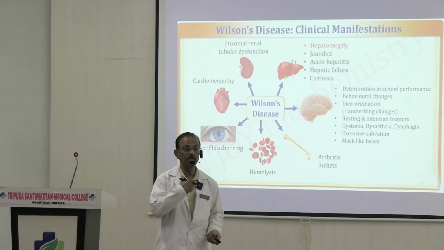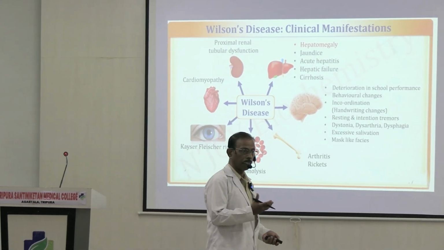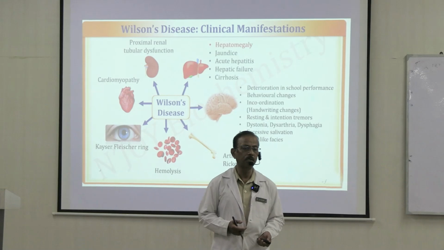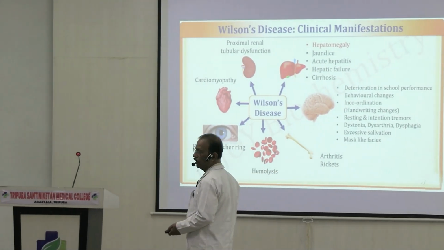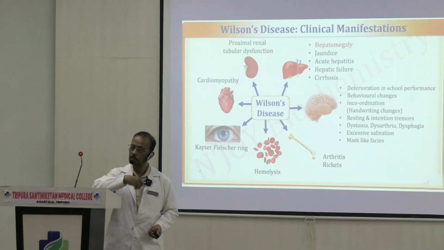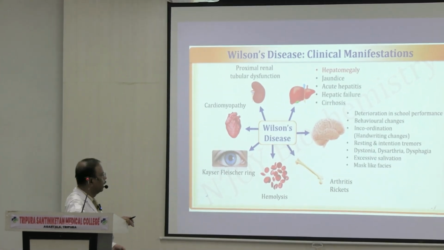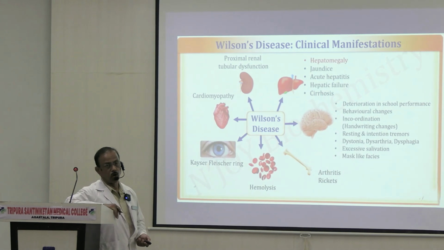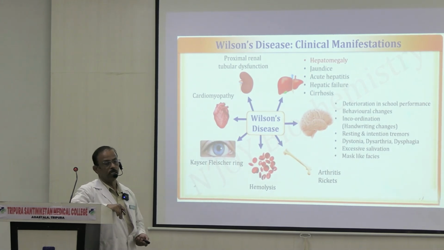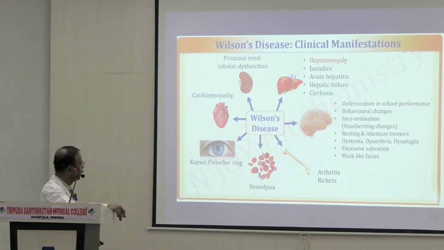Dysarthria means difficulty in speaking. Then dysphagia means there will be difficulty in swallowing. There will be excessive salivation and mask-like face. All are due to the lenticular nucleus involvement.